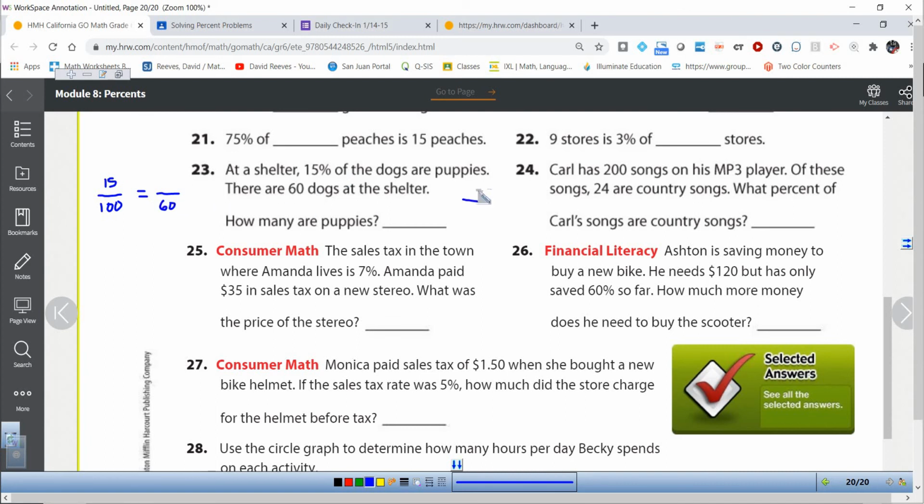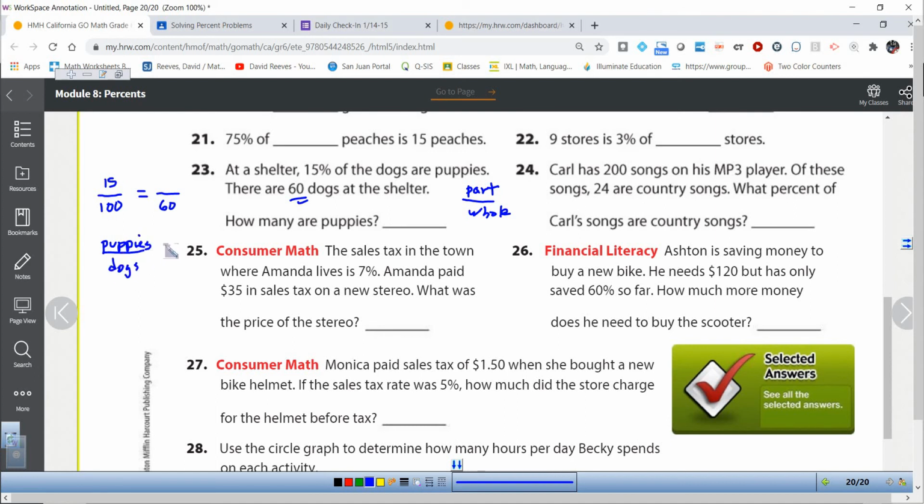Remember, the key is going to be in that quantity. You're going to have to know what the part is and what the whole is in the quantity. The percent part's easy, all right, because the denominator is always 100 and the numerator is always whatever they give you, right? But this 60, the question is, is 60 the part or is 60 the whole? Well, they said there are 60 dogs at the shelter. All right. Okay, so dogs is our total, right? Our ratio is puppies to dogs, right?